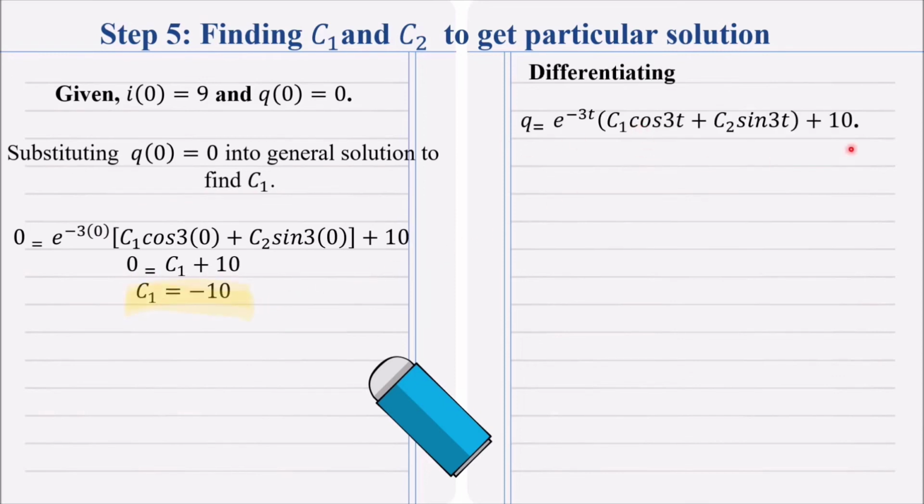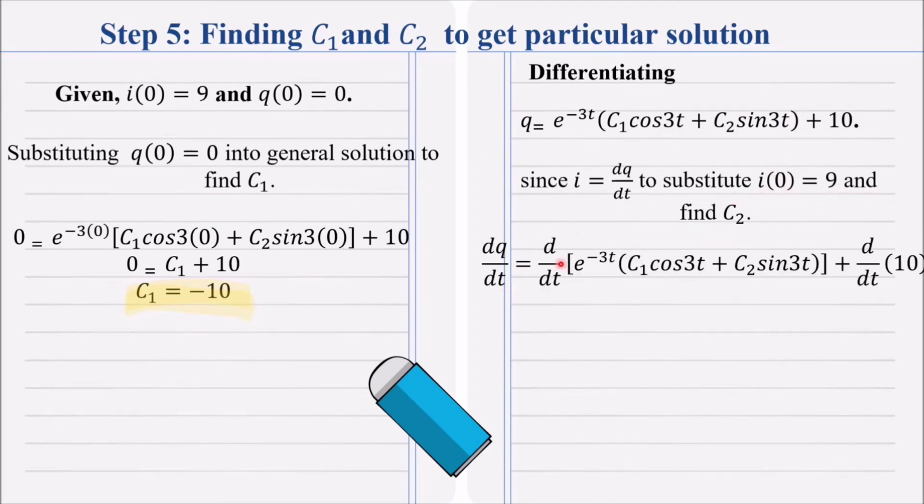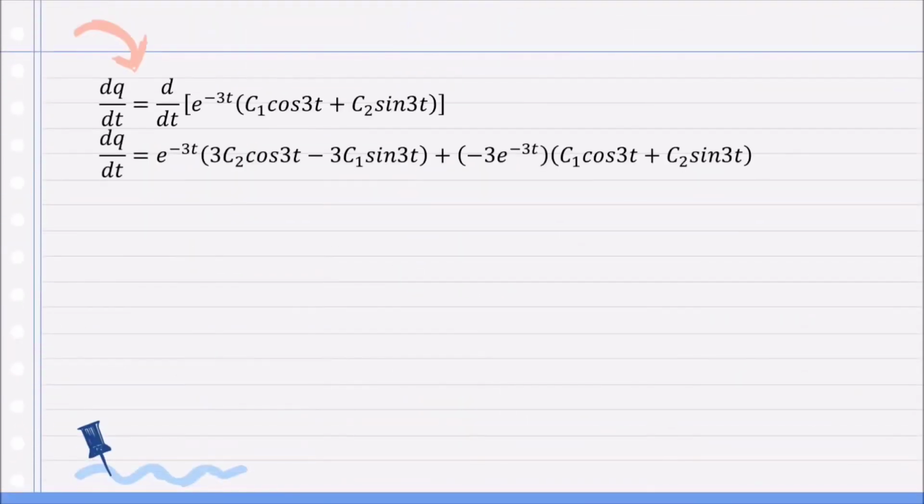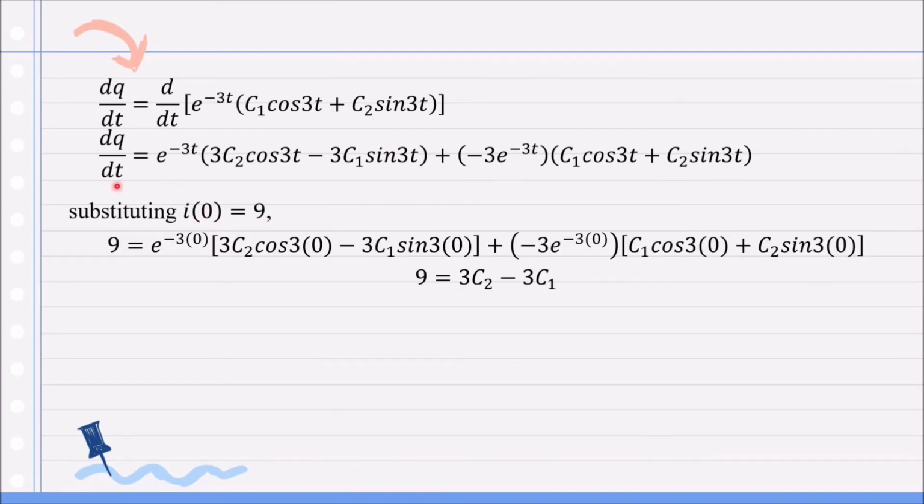Then we differentiate our general solution because I is equal to dq over dt. Then we substitute initial current equal to 9 to find C2. When we differentiate, this part will become 0. We differentiate this using the product rule. When we use the product rule to differentiate this, it will become like this. Then we substitute initial current equal to 9. So dq over dt, which is equal to I, is equal to 9. t will become 0. And we obtain 9 is equal to 3 C2 minus 3 C1. We know that C1 is equal to negative 10. So we substitute C1 and we get C2 is equal to negative 7.